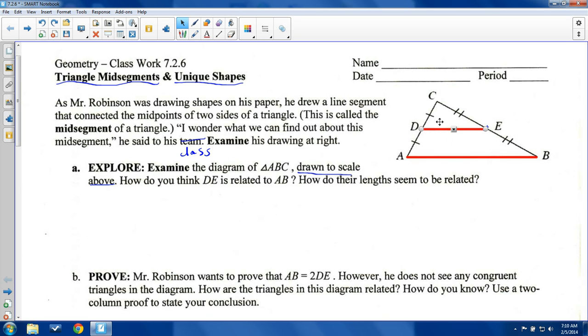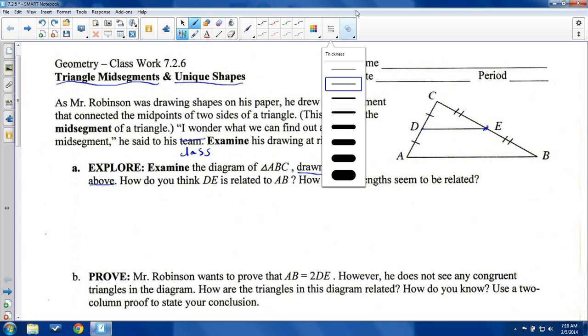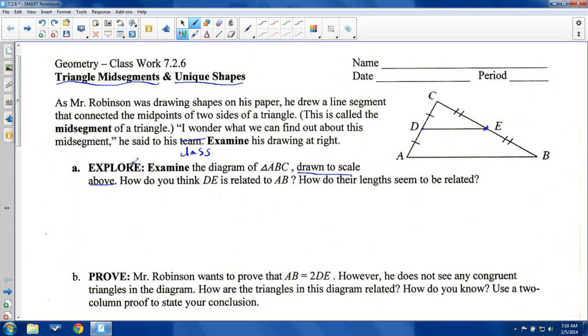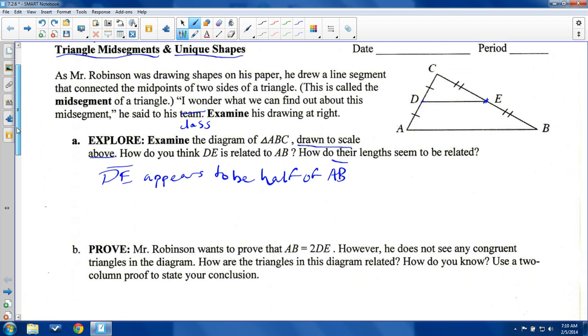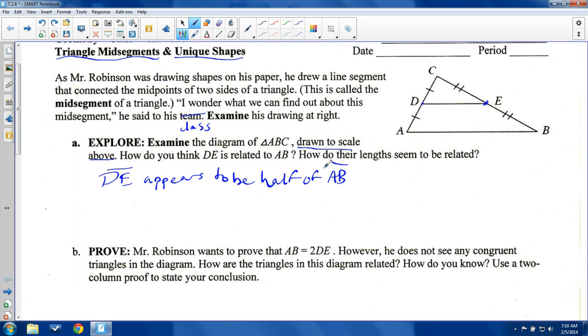Now I ask you to never assume pictures to be drawn to scale, but if you were to make a guess, what would you say about it? Given the appearance of it, what does it look like to you? I hate to say that to you now because I always ask you not to assume things drawn to scale. But how do their lengths seem to be related? DE appears to be half of AB. Okay, Mr. Robinson wants to prove that AB is twice DE. So if DE is half of AB, then AB is twice DE.